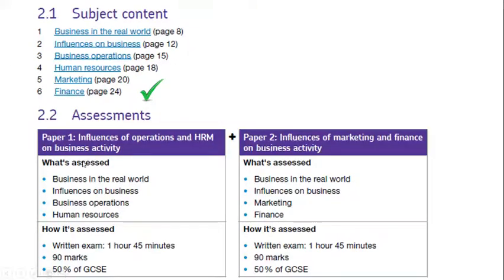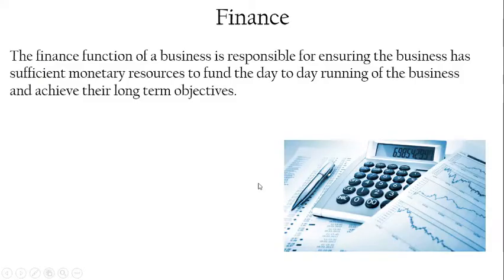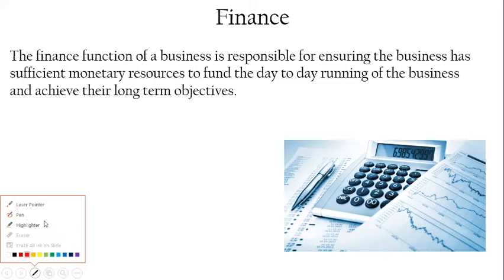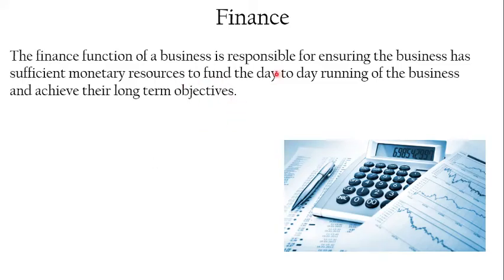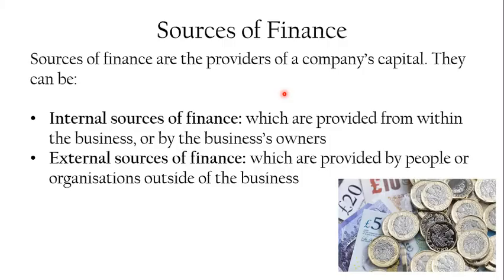Okay, so finance is assessed in paper 2. What is finance? Well, finance is the functional area in a business responsible for making sure a business has enough money to survive in the short and the long term, basically. First of all, a business might need to acquire sources of finance when it starts up, or when it's going along, it might want to do a project and get some extra finance. Businesses can raise finance from internal or external sources of finance.